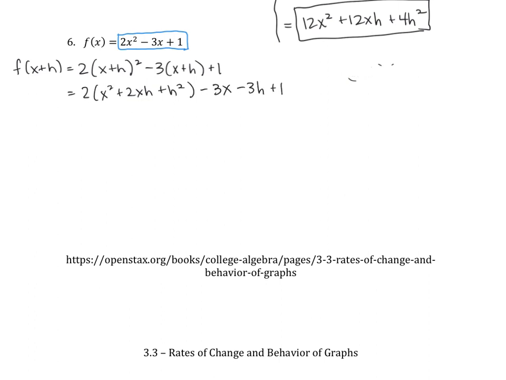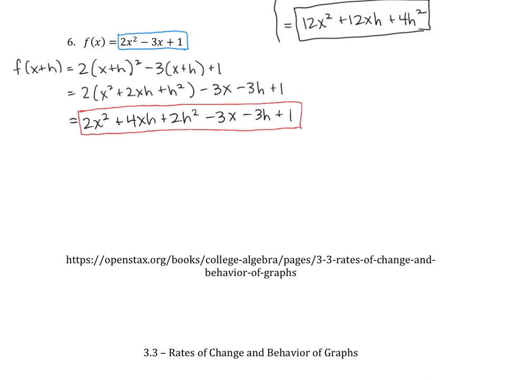Okay. Now we want to distribute the 2, so we're going to have 2x squared plus 4xh plus 2h squared minus 3x minus 3h plus 1. All right, I'm going to look through to see if I have any like terms, but I don't. So that is going to be my f of x plus h. So that is my red piece.